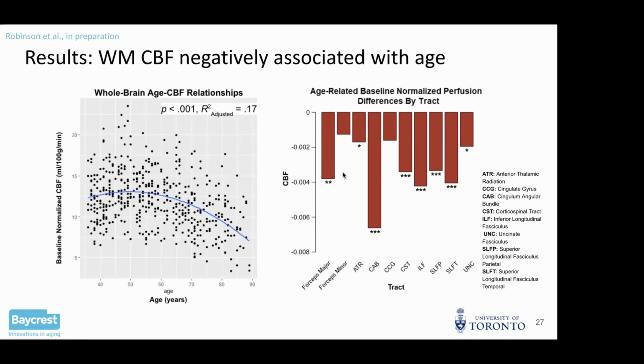One must wonder if this is because of the multi-delay versus single delay. But there are differences across different regions in terms of how much the perfusion goes down. The biggest loser in this case is the cingulum angular bundle, which encompasses posterior cingulum and then the tail towards the temporal lobe. But the major forceps, which are in the posterior part of the brain, also loses a lot of flow according to this.